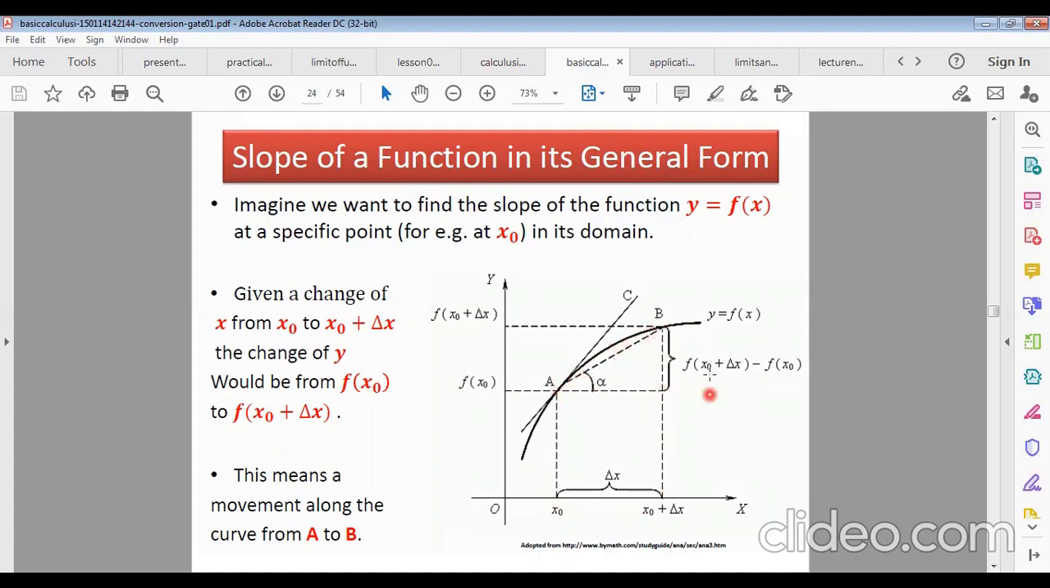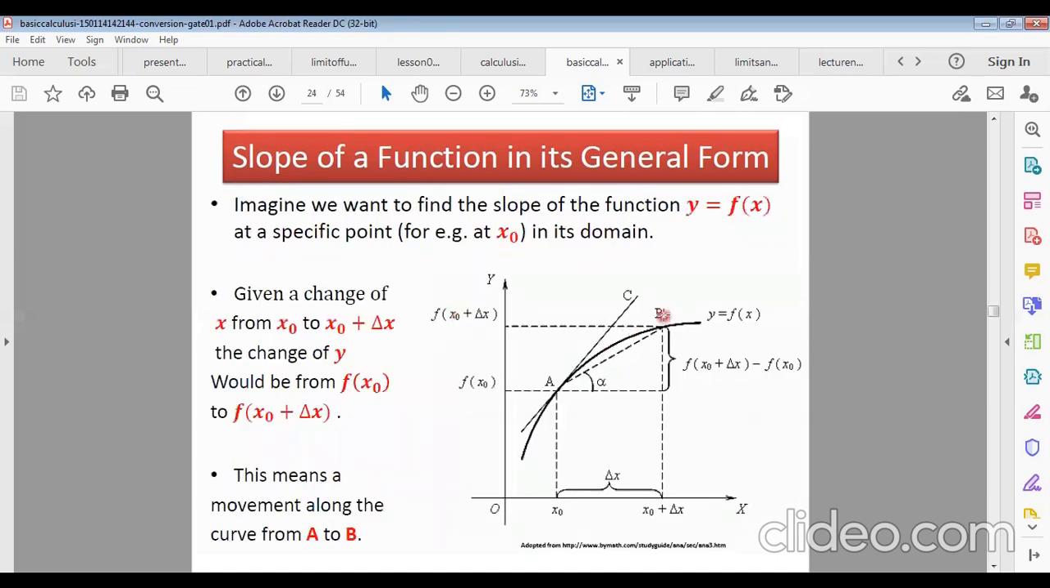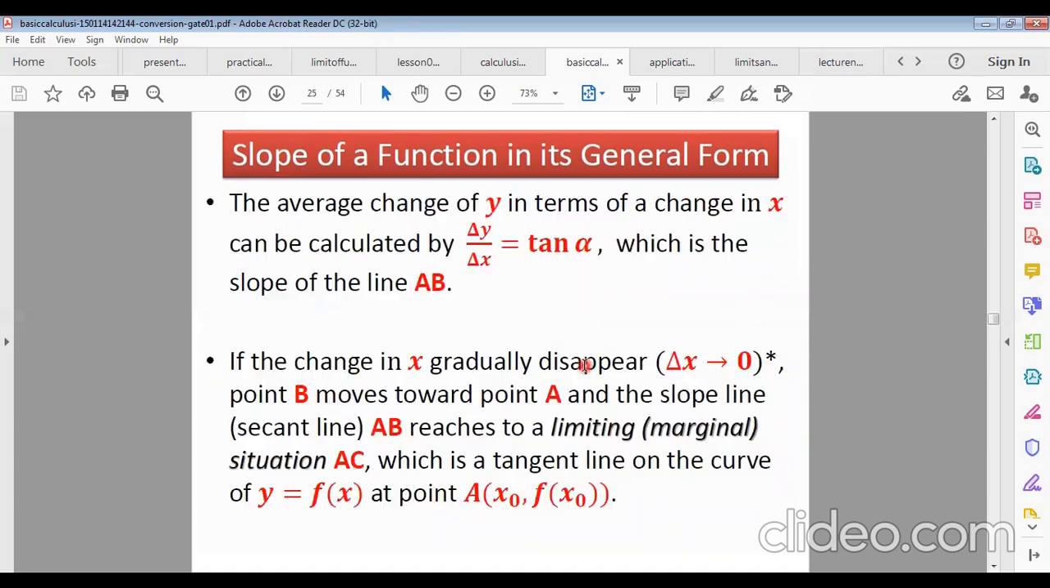So from this triangle, perpendicular by base, that means tan alpha. This will give the slope, or the average change of y in terms of x, and can be calculated: del y by del x equals tan alpha. Actually, this is the slope of line AB. And for this function y equals f of x, the point will be x naught comma f of x naught. This is the value of x, and this is the value of y for point A.